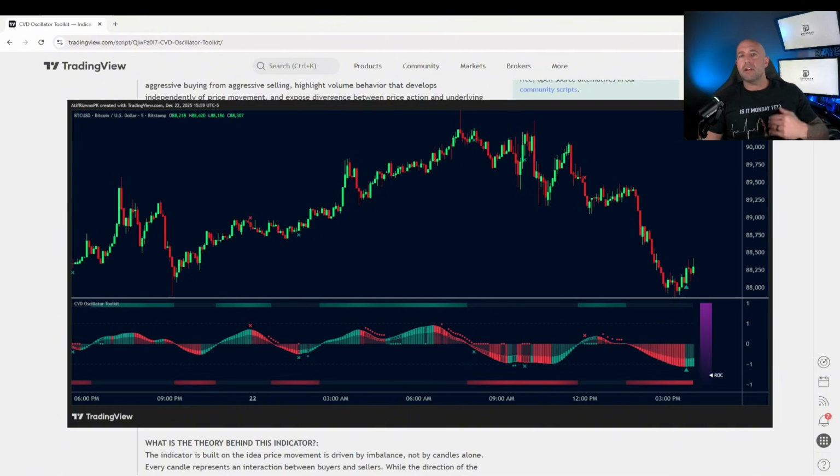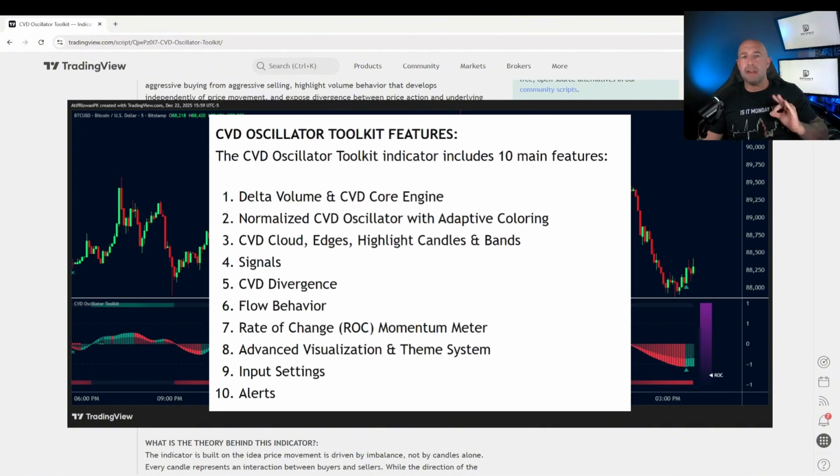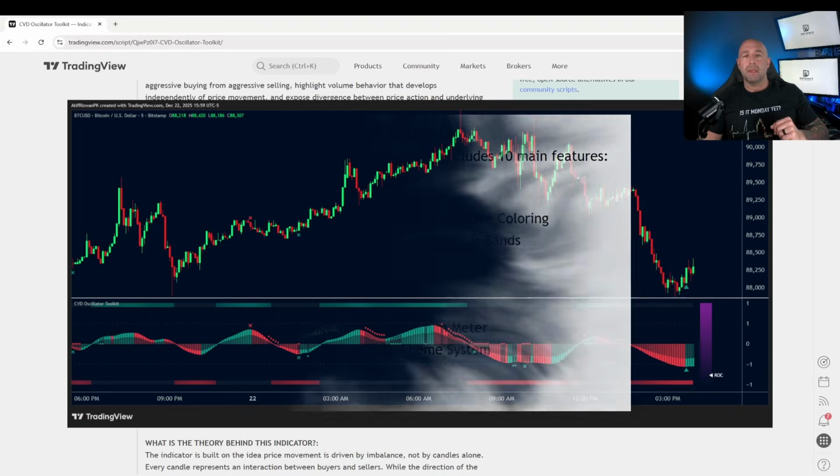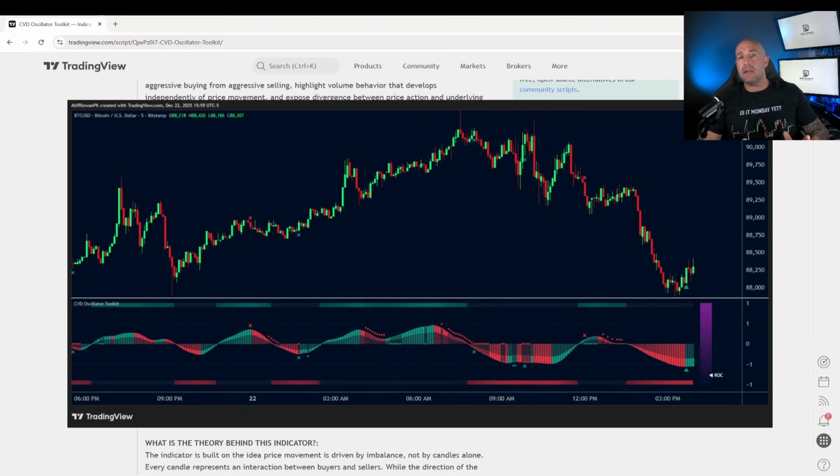The CVD Oscillator Toolkit features 10 main features. We have delta volume and CVD core engine. We have normalized CVD oscillator with adaptive coloring. We have CVD cloud, edges, highlight candles, and bands. We offer signals, CVD divergence, flow behavior, and rate of change momentum meter, advanced visualization and theme system. We have input settings, and lastly, we have alerts. Now we're going to break down each one of these 10 one by one.